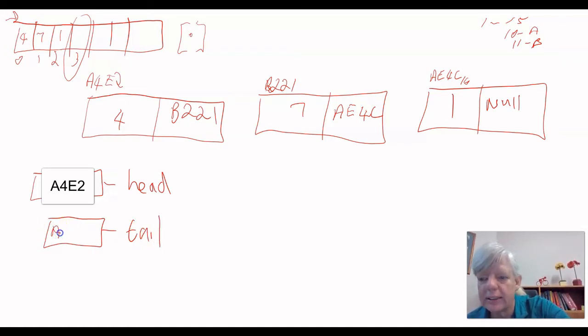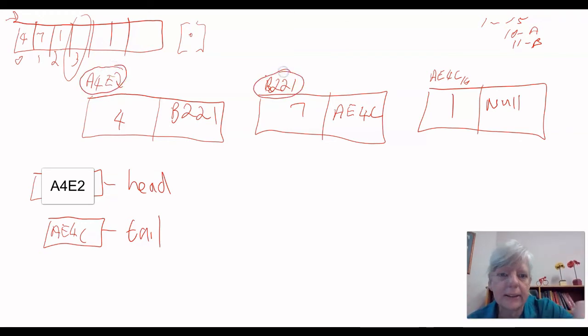And that is, you've guessed it, A-E-4-C. Before I stop this video, there's something extremely important to understand right now. Sometimes an address becomes the value of a variable. These things are addresses, and in here are values of a variable. And can you see that this variable's value is an address?